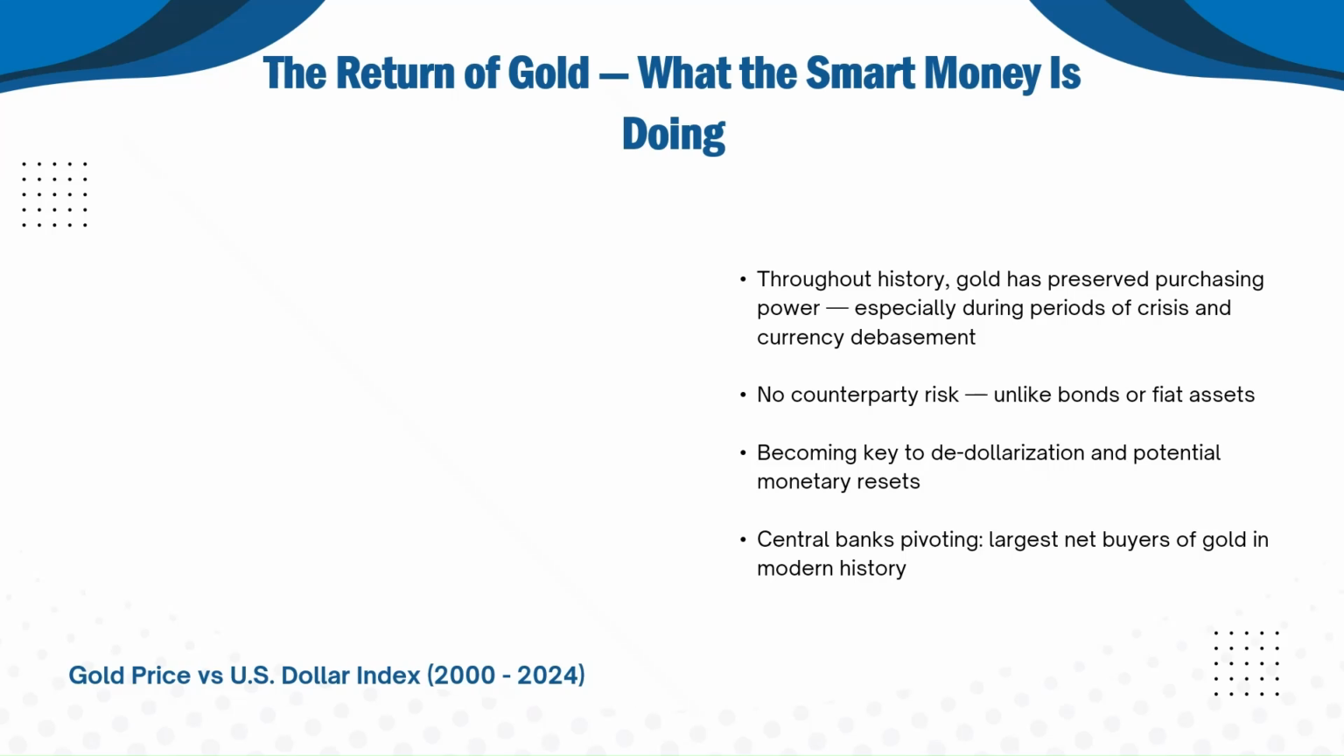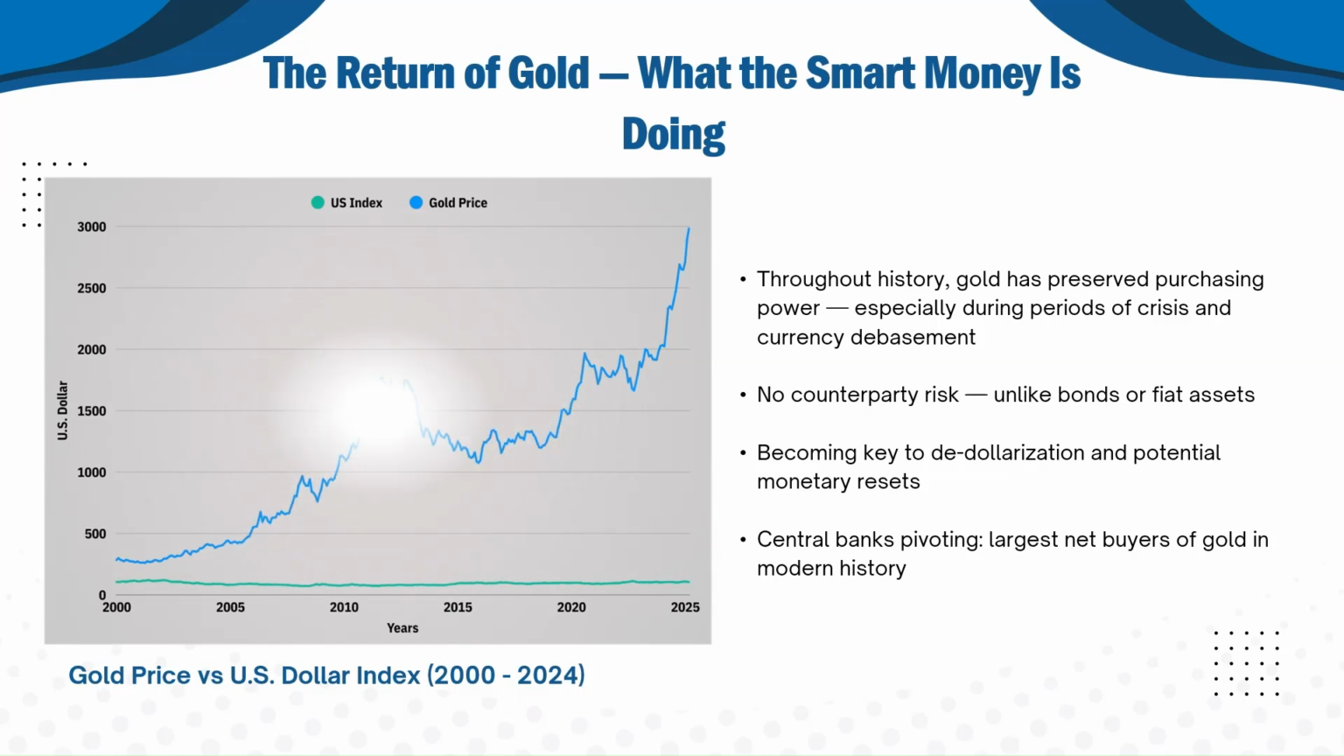In the face of this rising debt and declining trust and global uncertainty, the world is quietly returning to a timeless asset, gold. Gold has recently surged from less than $2,000 an ounce in 2023, well past $3,000 an ounce in early 2025, moving sharply in response to the global instability and growing demand for real assets. Throughout history, gold has preserved purchasing power, especially in times of crisis, inflation, and monetary debasement. And unlike bonds and fiat currency, which rely on promises and trust, it carries no counterparty risk.